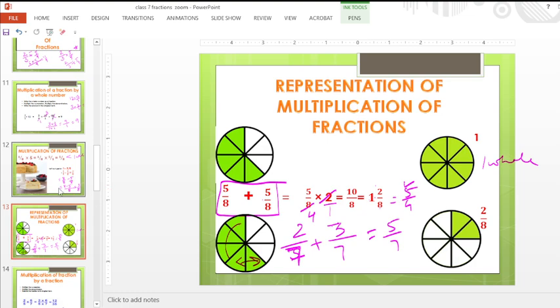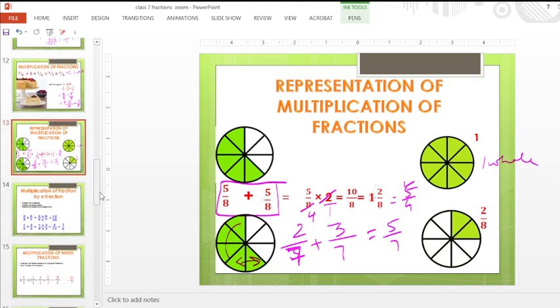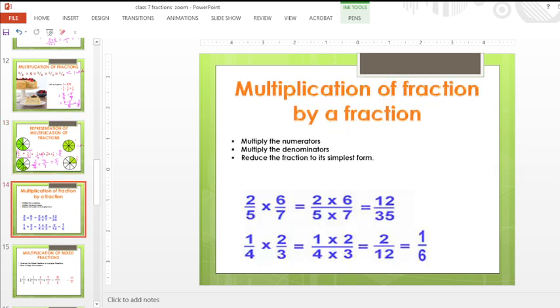So coming up to the next slide is multiplication of a fraction by a fraction. This we are not doing pictorially now. I have explained how to solve multiplication pictorially, okay? And now let's see how we solve it numerically, like 2 by 5 into 6 by 7.